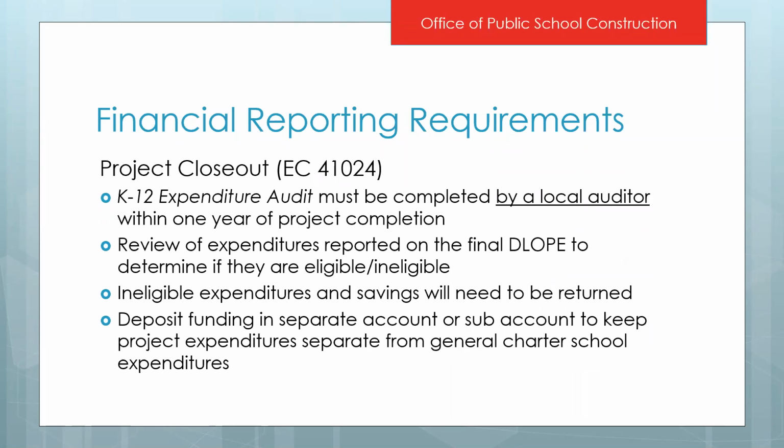Once you complete that project, which again, remember is 100% reported on a 5006, or the 3 or 4 year timeline hits, you need to have a K12 expenditure audit completed by a local auditor within 1 year of that project completion. They are going to review your expenditures to determine if they are eligible or ineligible. It's important to keep in mind that ineligible expenditures and savings will need to be returned, and the applicant is penalized for reporting ineligible expenditures on the form.